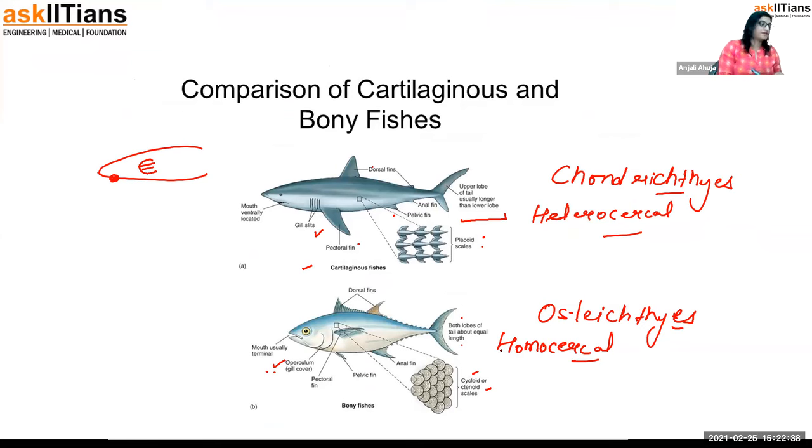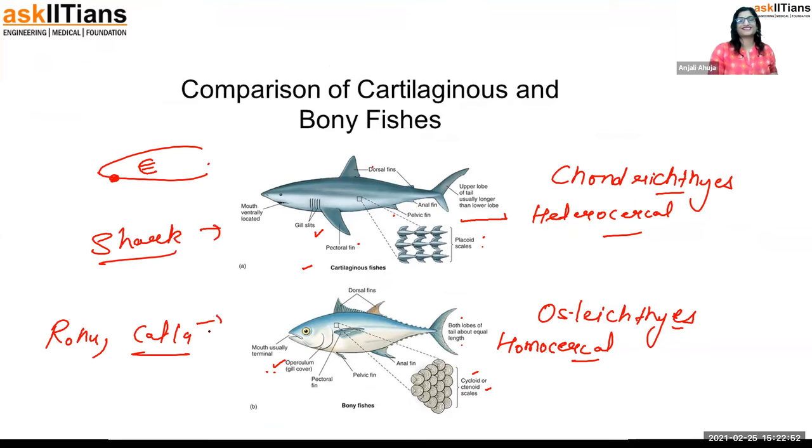Yeah, differences. So in the bony fishes, I have told you, you can write the examples. Rohu, Katla here, though in the picture also that was written. And here, shark fish is the best example in the cartilaginous fishes.